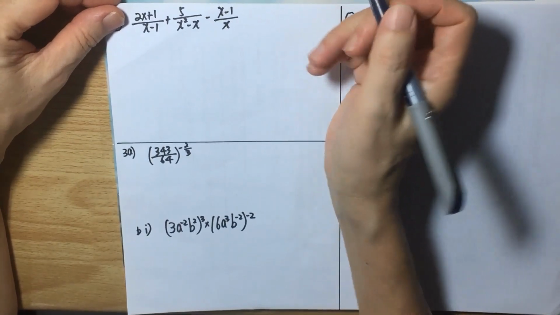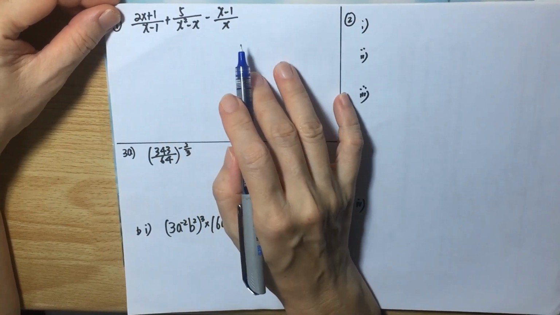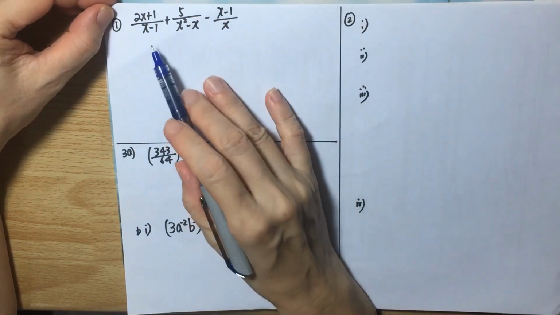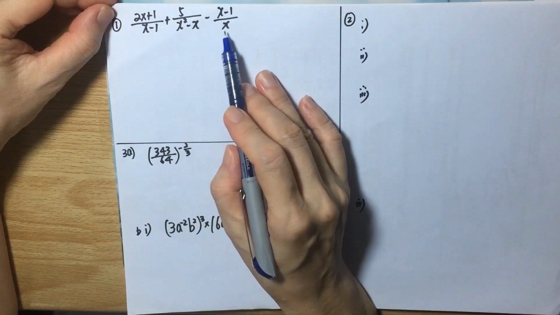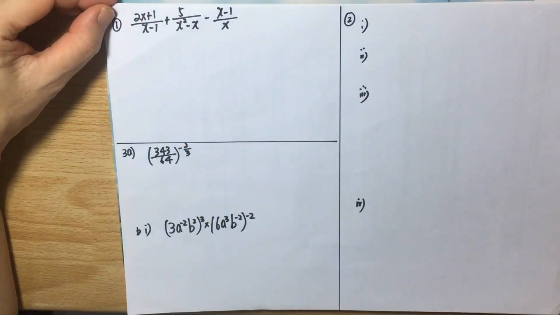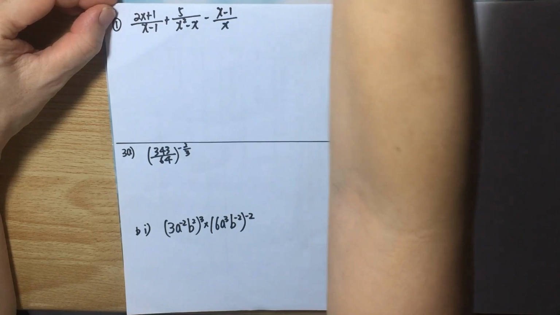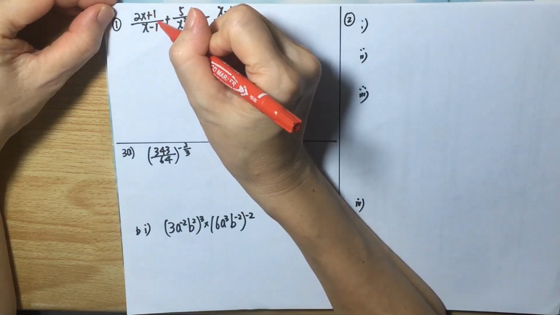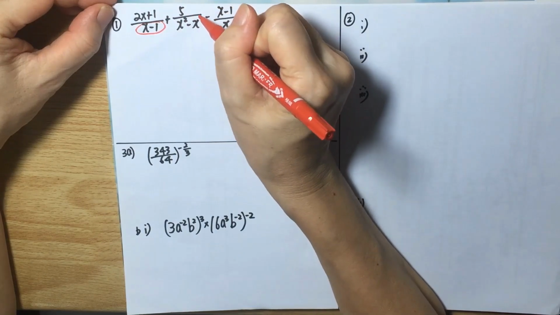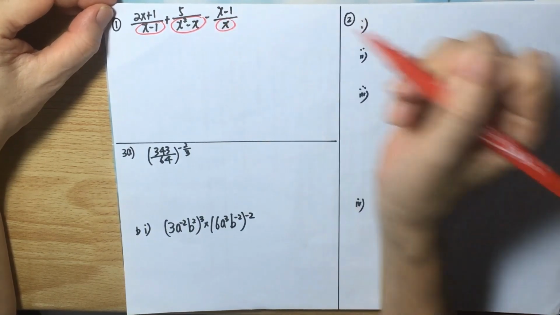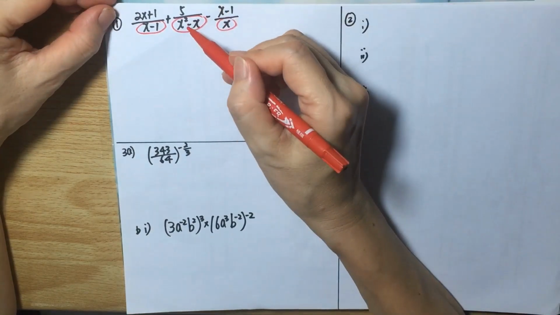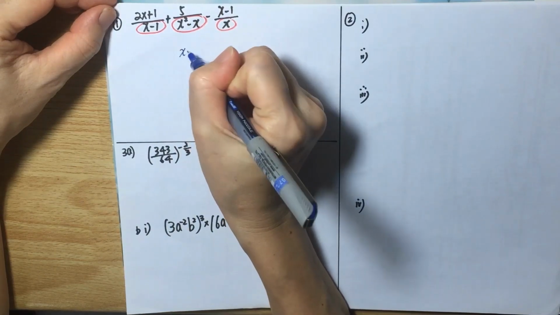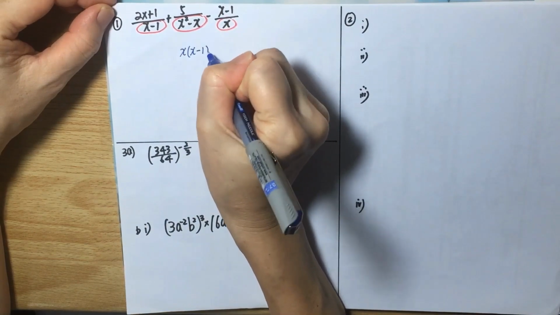Question 1. Express this expression as a single fraction in its simplest form. When we want to add three fractions together, first of all, we have to look for the common denominator of the three fractions. One of them is x minus 1. This one is x squared minus x, and this is x. So these two are related. If we factorize this, it will be x times x minus 1.